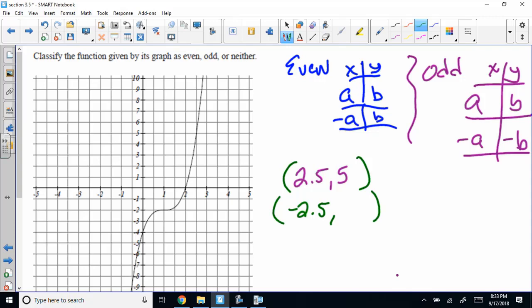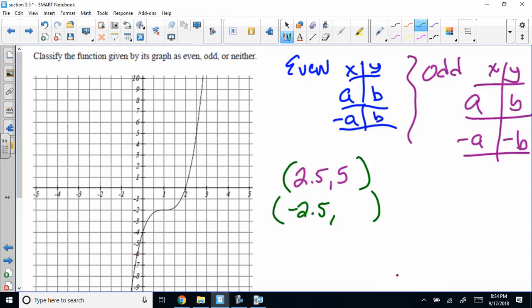Okay, even has symmetry about the y-axis. It's like a parabola with the vertex sitting right on the y-axis, and when you fold it, it has symmetry, right?